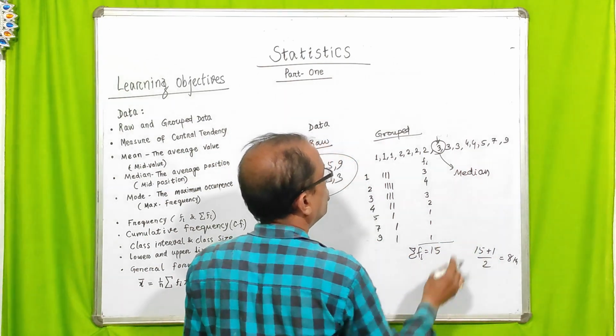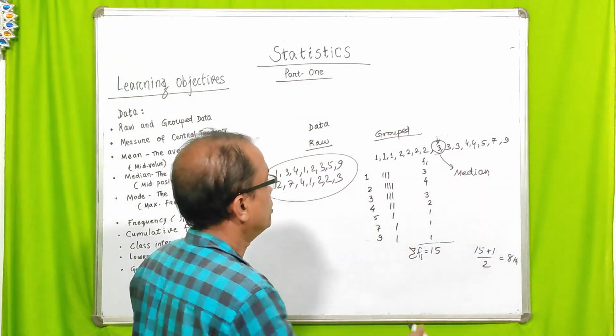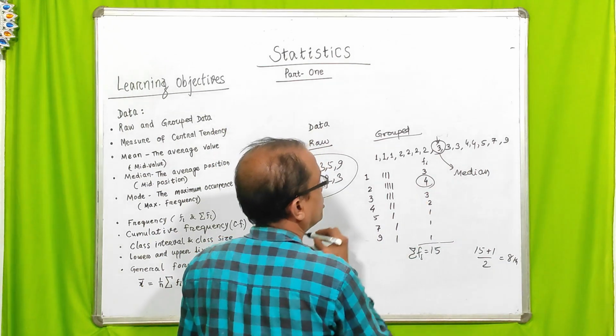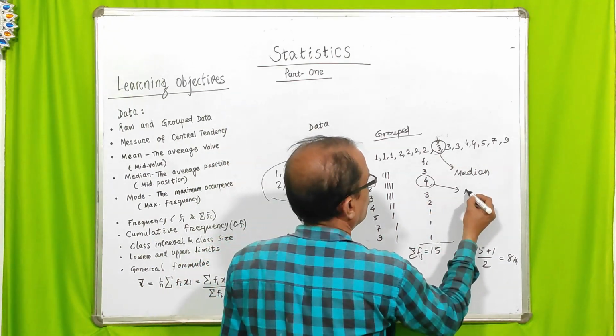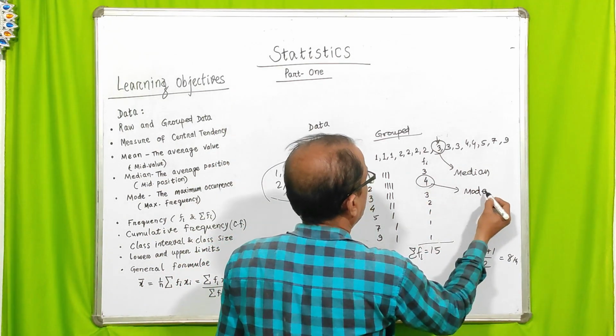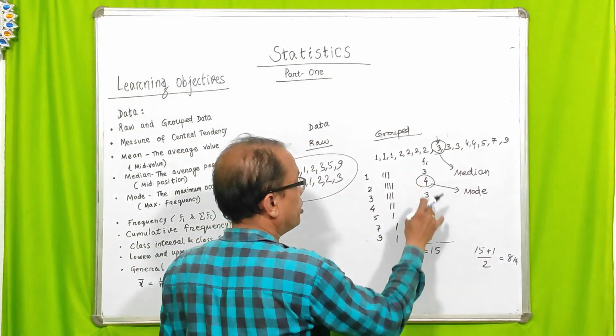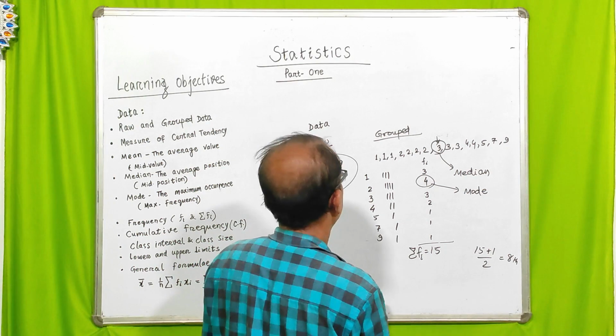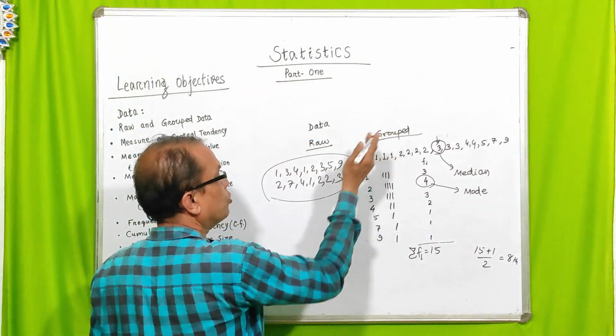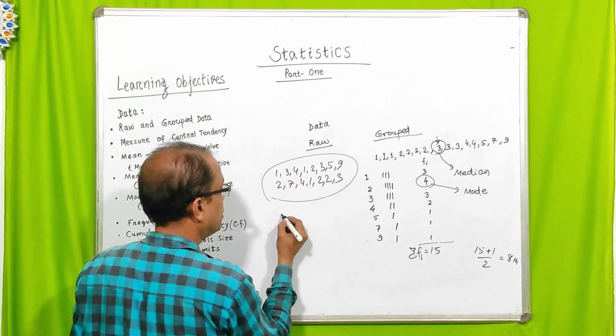And what will be the mode? The largest occurring thing. Out of this we see that this is the largest occurring thing, so this will be the mode. And if we try to find the mean, then out of the 15 things, what are the values? We have to make a table. In grouped data we have to write like this.